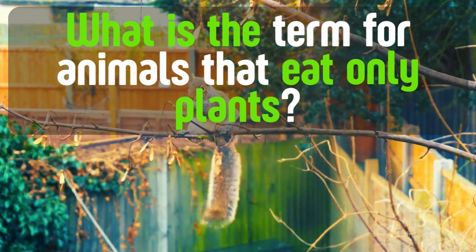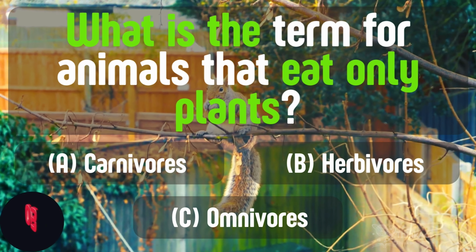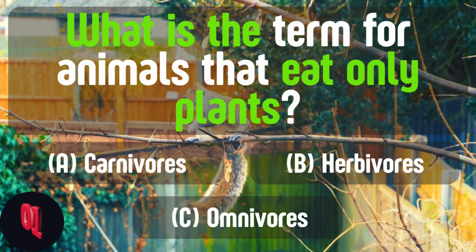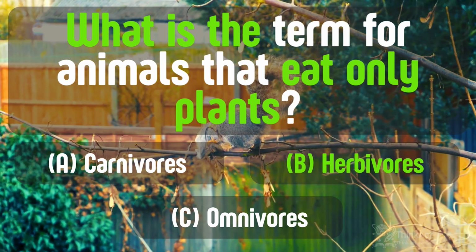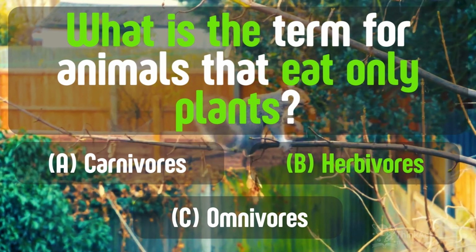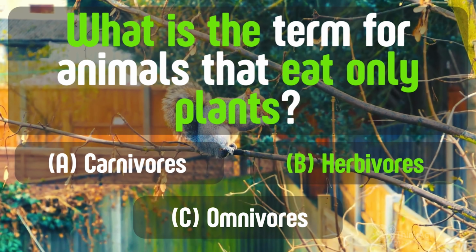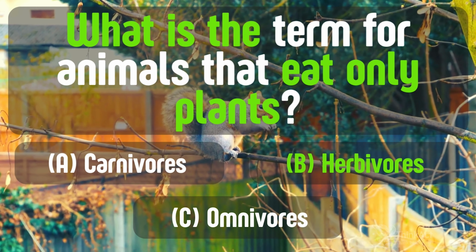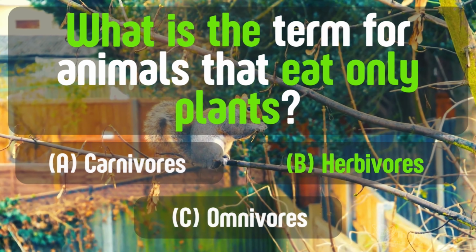What is the term for animals that eat only plants? The answer is option B, herbivores. Animals that eat plants exclusively are herbivores, and animals that eat only meat are carnivores. When animals eat both plants and meat, they are called omnivores.